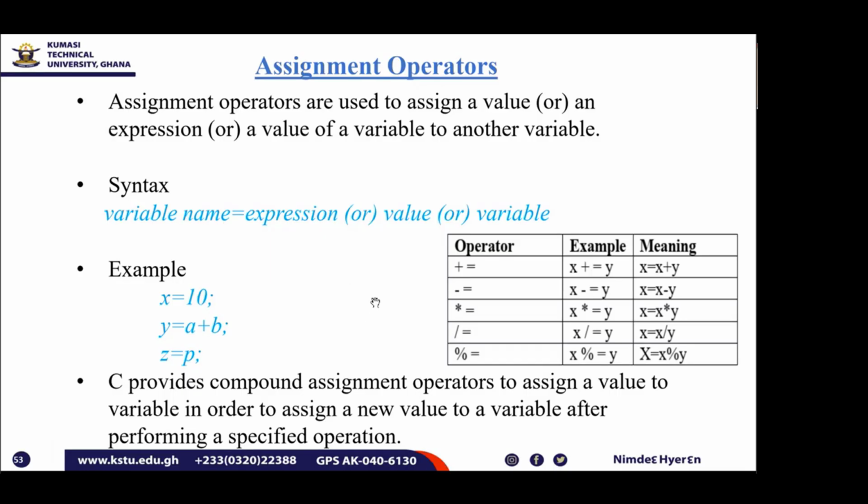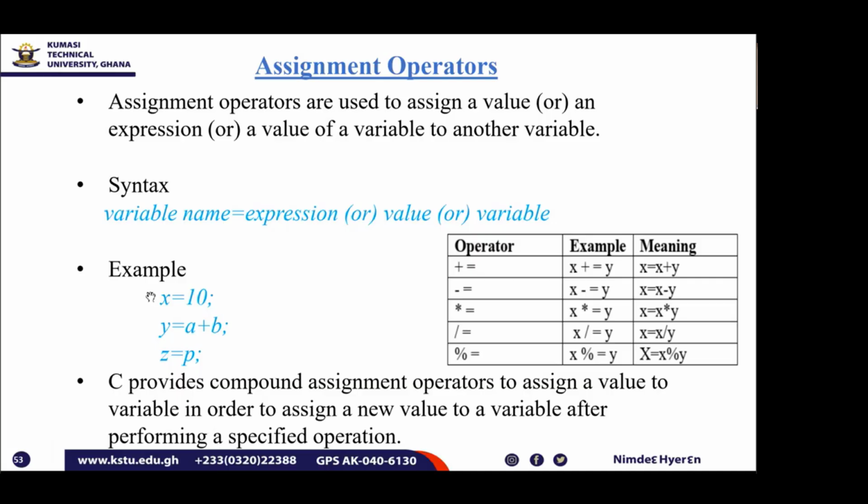Assignment operators. Now, assignment operators are basically operators used to assign a value or an expression or a value of a variable to another variable. So when you look at the syntax for assignment operators, you would have a variable name being equal to an expression or a value or a variable. We would have a C code to demonstrate that very soon.